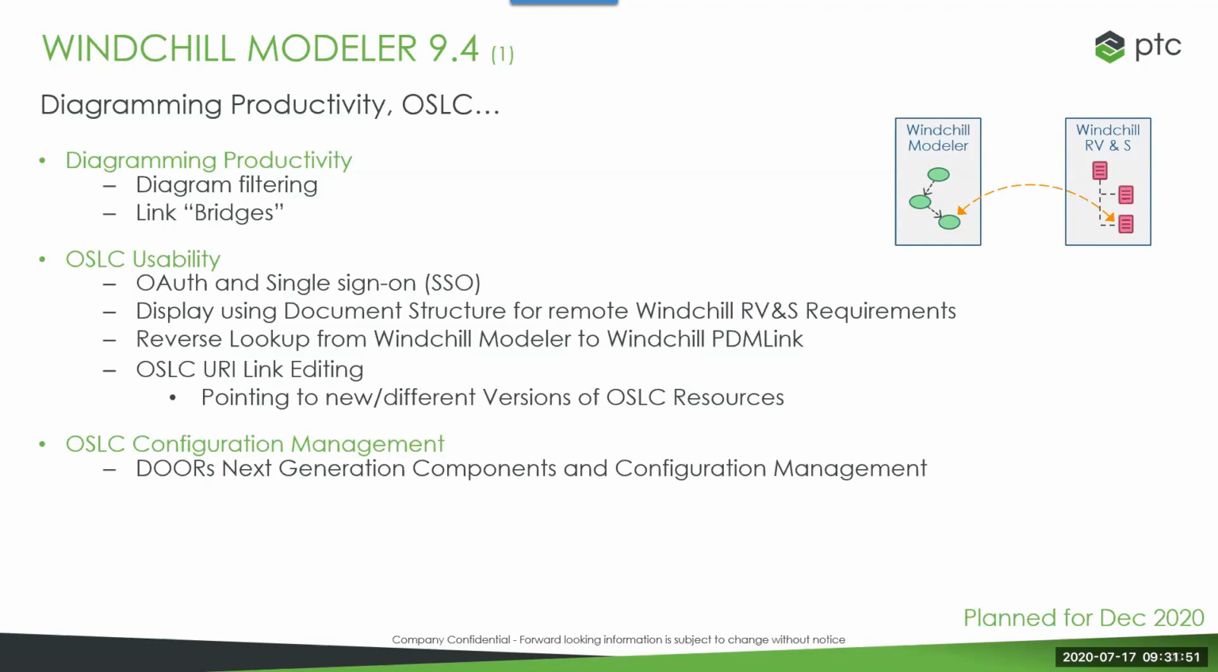We'd like to try and do reverse lookup from Windchill Modeler to Windchill PDM Link as well. So this requires agreement on schedules, so that might be delayed. We need to confirm on the Windchill PDM Link side. The next thing we're planning is URI link editing for OSLC. So for cases where maybe a customer rehosts a server and all of a sudden it's got a different name, we need to be able to tidy up those OSLC links, make sure the URIs are correct.